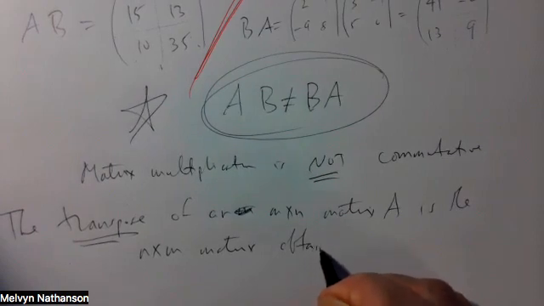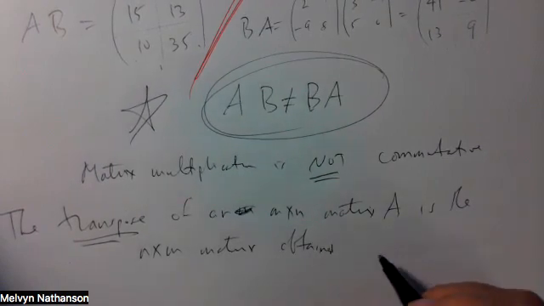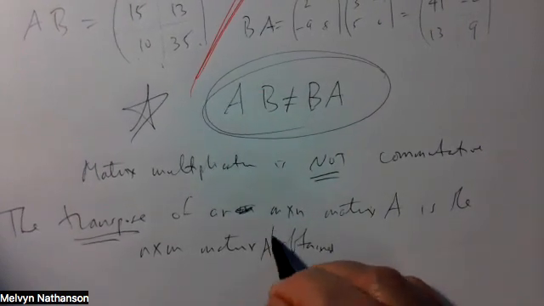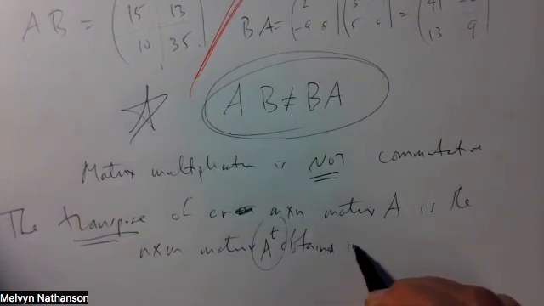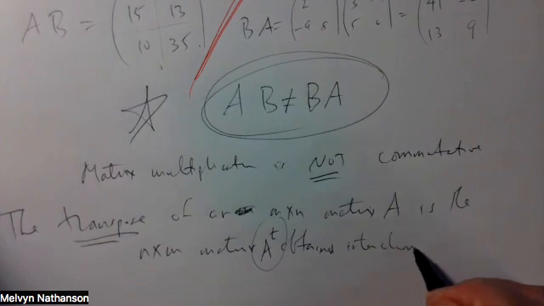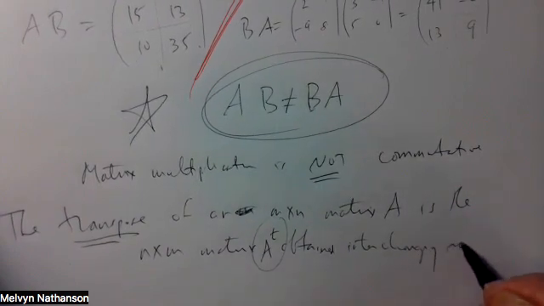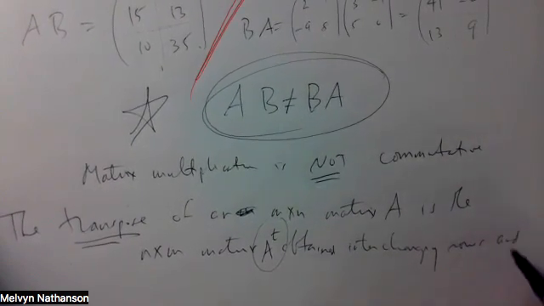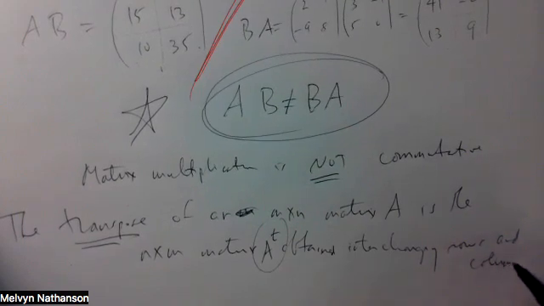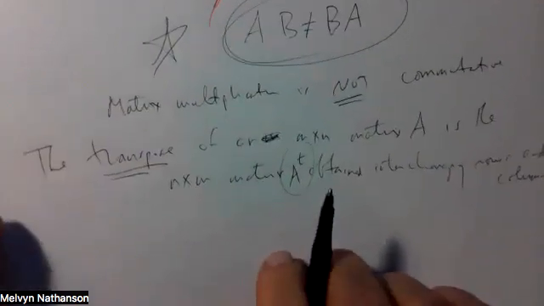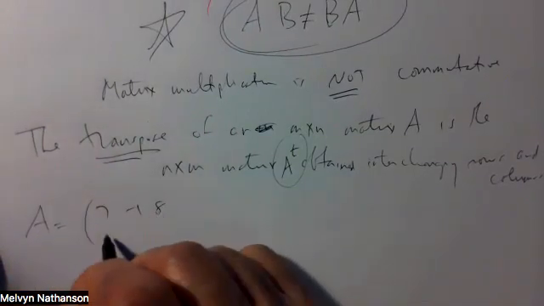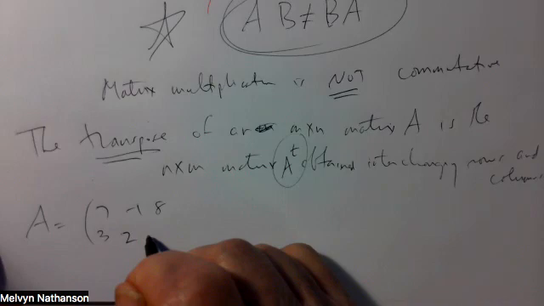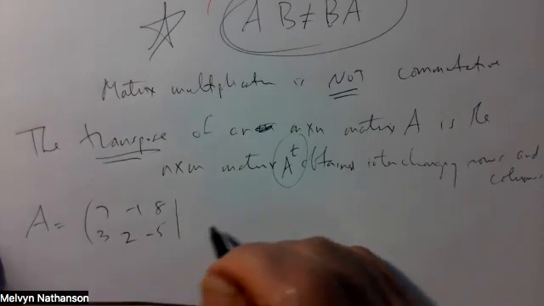obtained, called A superscript T. That's our notation. Obtained by interchanging rows and columns. And what that means is the following. Suppose A is the matrix 7, minus 1, 8, 3, 2, minus 5.